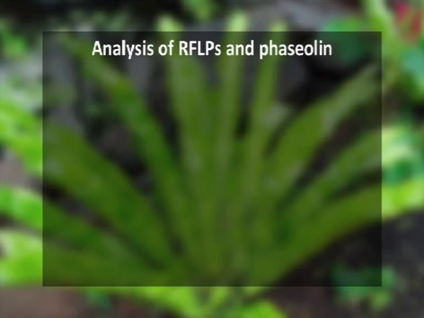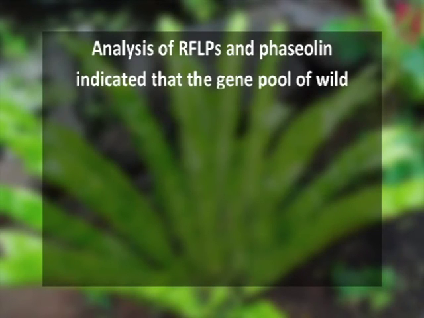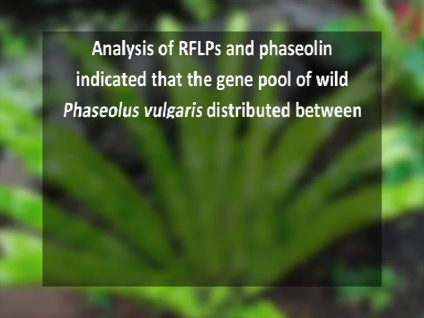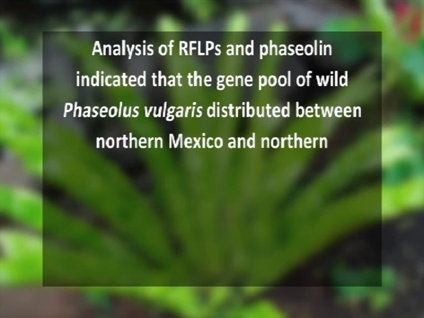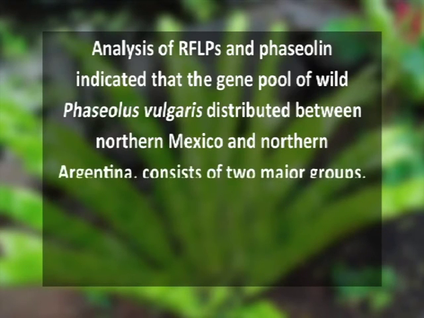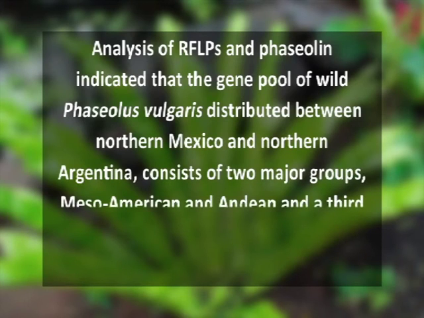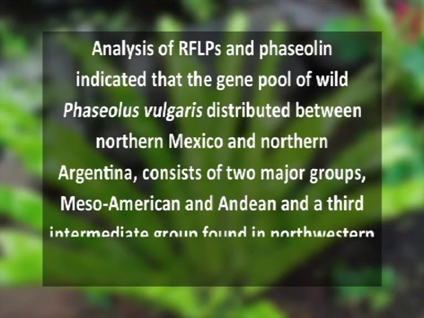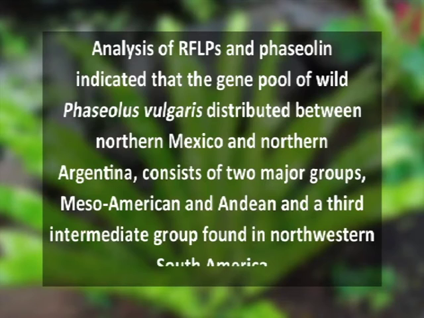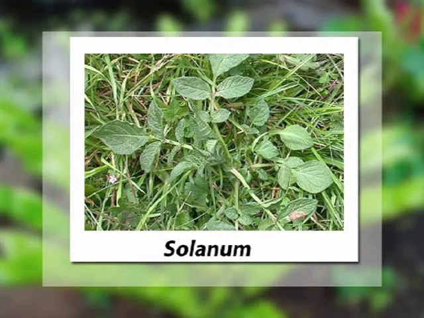Analysis of RFLPs and phaseolin indicated that a gene pool of wild Phaseolus vulgaris distributed between northern Mexico and northern Argentina consists of two major groups, Mesoamerican and Andean, and a third intermediate group found in northwestern South America. The classifications based on AFLP in case of Solanum were found to be in agreement with current taxonomic opinions.